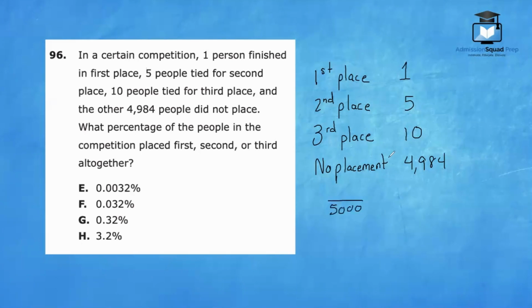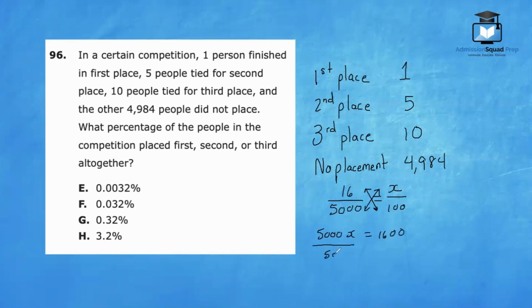The question asks us to determine the percentage of people who placed first, second, or third. When we add these three numbers, 1 plus 5 plus 10, we will get 16. So our goal is to convert 16 out of 5,000 into a percent. We can set up a proportion. We're interested in figuring out the value of x when the denominator is equivalent to 100. To solve this proportion, we can cross multiply. So we have 5,000x equals 1,600.